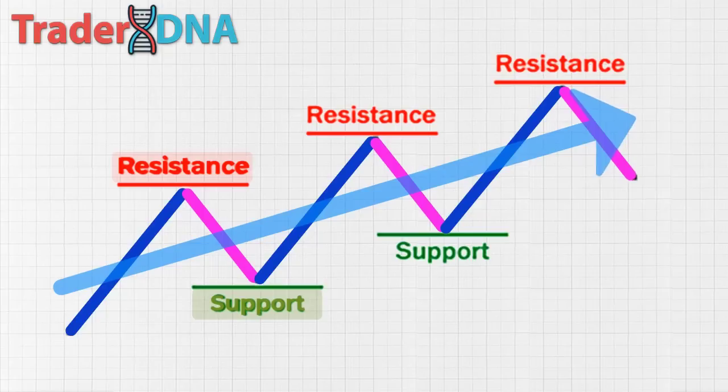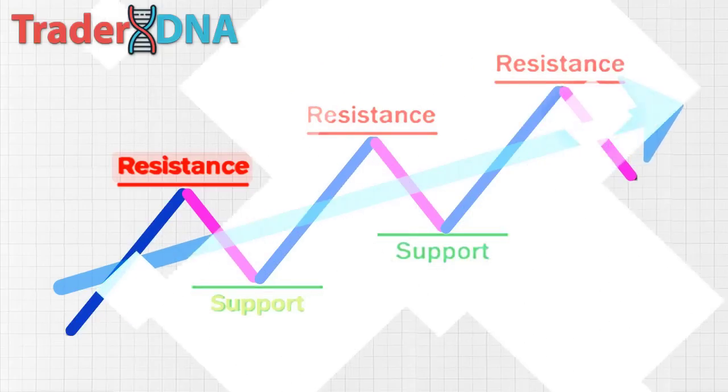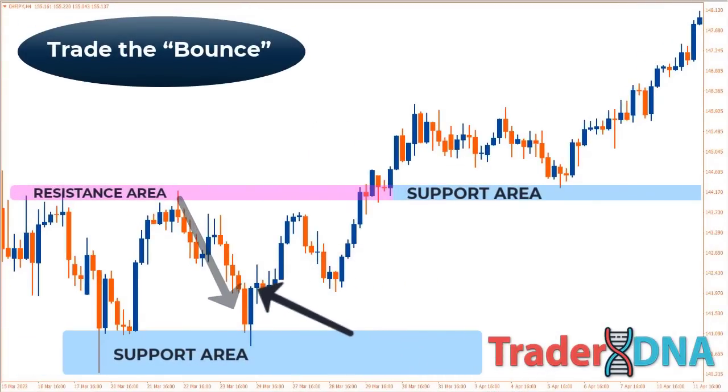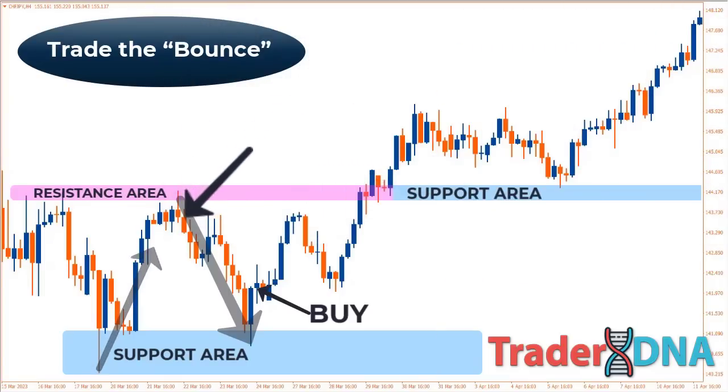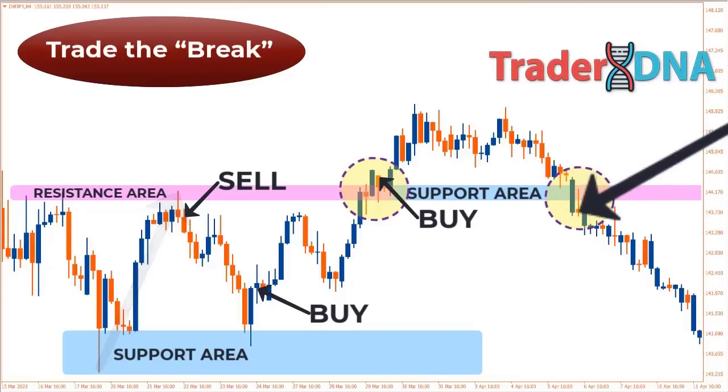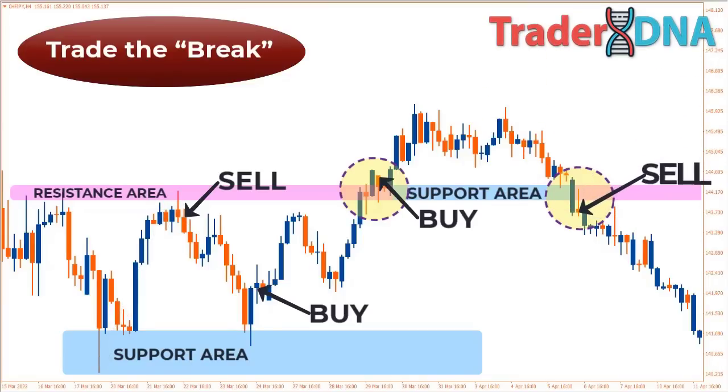In the most basic way, this is how support and resistance are normally traded. Trade the bounce. First, buy when the price falls towards support. Second, sell when the price rises towards resistance. Trade the break. First, buy when the price breaks up through resistance. Second, sell when the price breaks down through support. A bounce and break? Say what? If you're a little bit confused, no need to worry, as we will cover these concepts in more detail later.